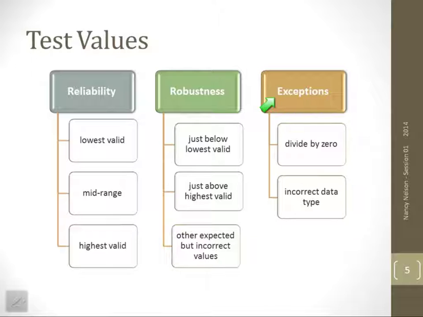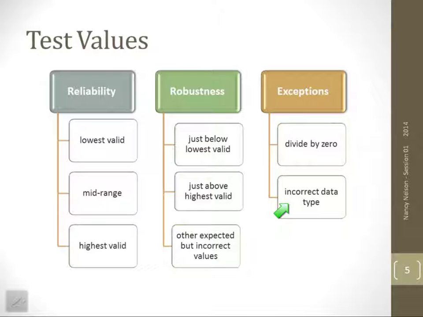The last type of test value are exceptions. And here it's things like, do we have anywhere in our algorithm that we might result in a divide by zero error? Because we know divide by zero is undefined, and a computer program can't handle anything that's not defined. So we need to be proactive and make sure that that doesn't happen. Similarly, if we're expecting an integer value and we get a character instead, or expecting a name and we get a number, we have to have some way of preparing the system to handle those.